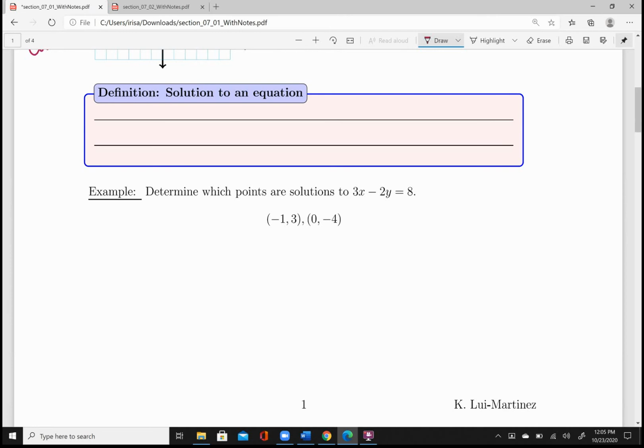Okay, so we're going to be defining a solution to an equation in terms of linear equations of two variables. So it is x, y, x comma y, can be a solution to an equation. And we'll give a general form for the equation. Ax plus by equals c. We'll give what we call the standard form of the equation of a line in two variables if it satisfies the equation.